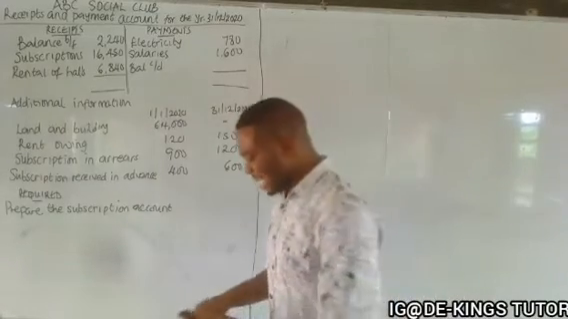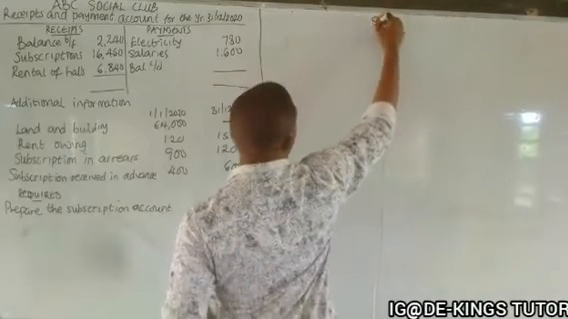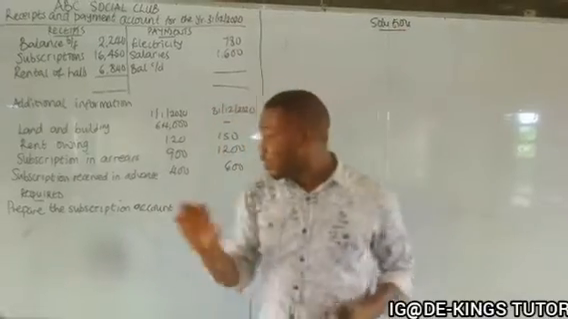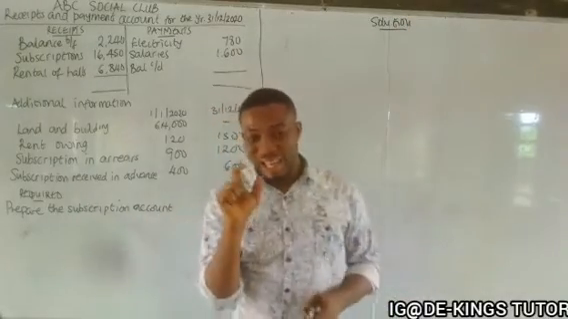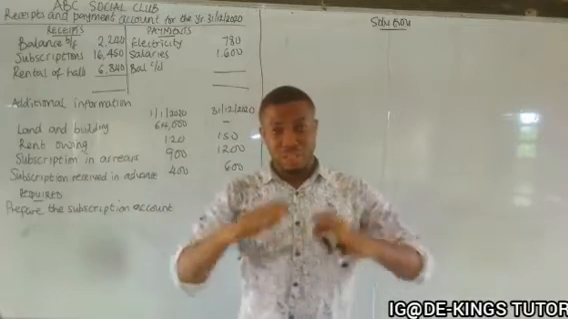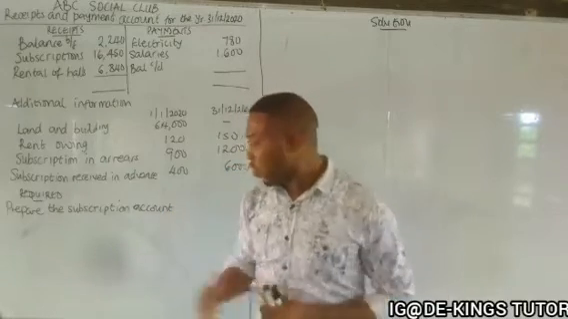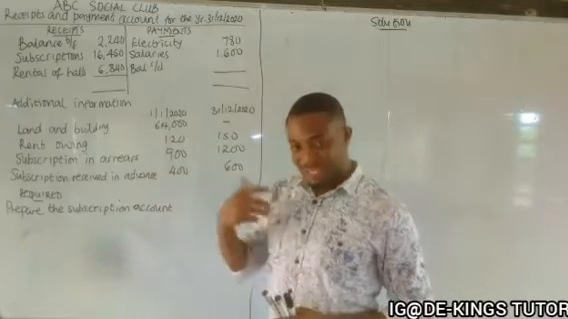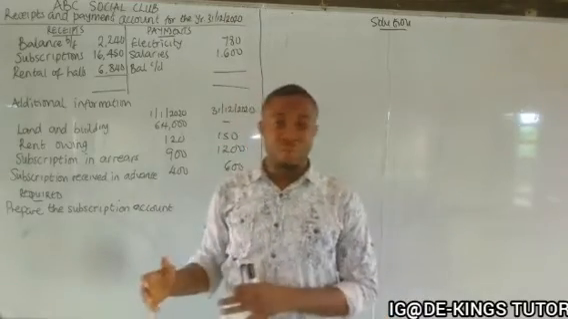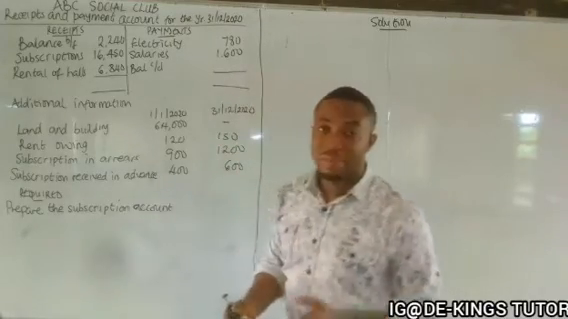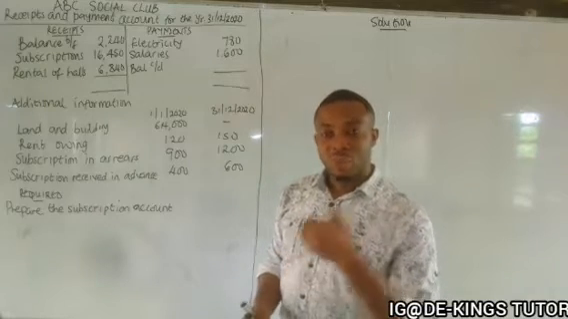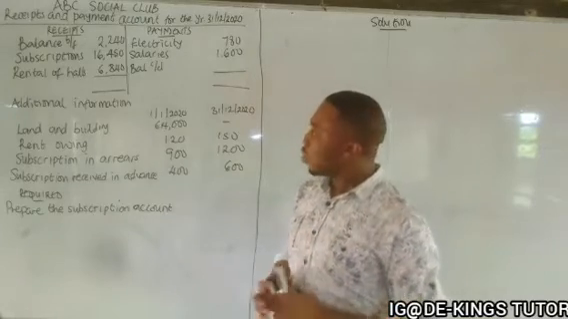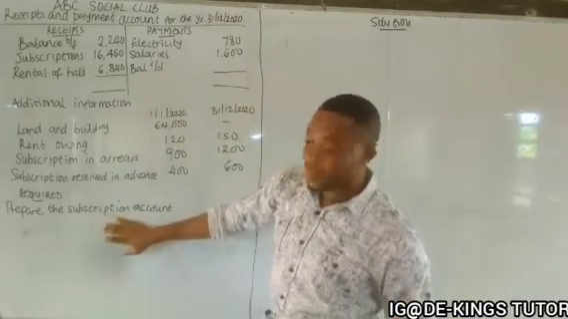Now, as I said earlier on, we have the solution. As I said earlier on, subscription is an income to a club, a social club. So members pay in their monthly contribution as a result of being a member of a particular club. Now this subscription, most times members owe. Some pay in advance and some owe for previous years. So given this, we prepare the subscription account.